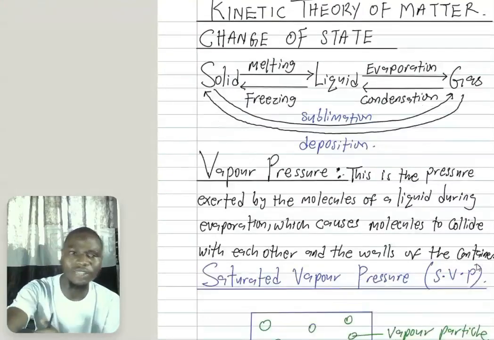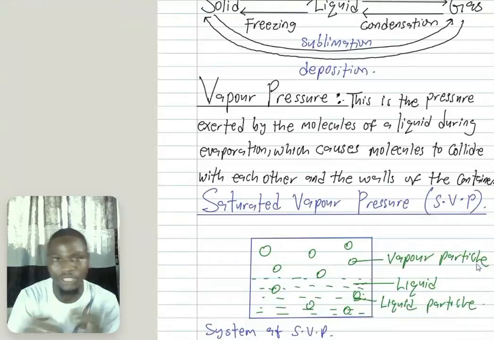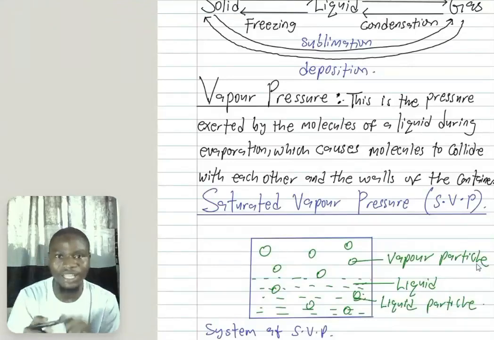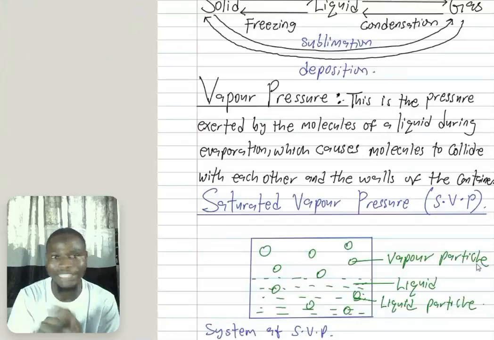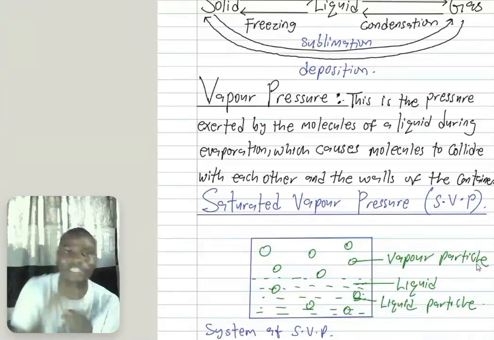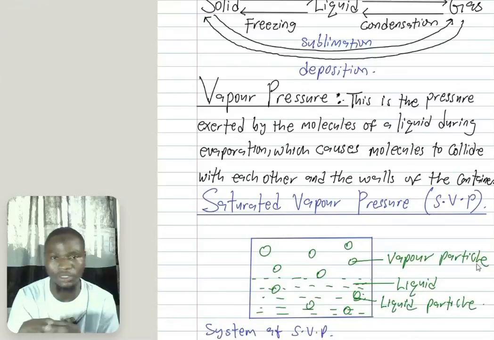Now, let us look at this container here. We have a container filled with liquid, and let's assume that we are applying heat. As it is being applied, some of the molecules will tend to escape from the top of this liquid. They keep on escaping, and evaporation is occurring. Are we together?